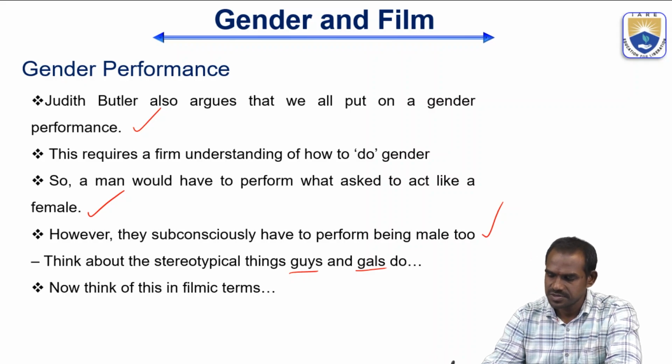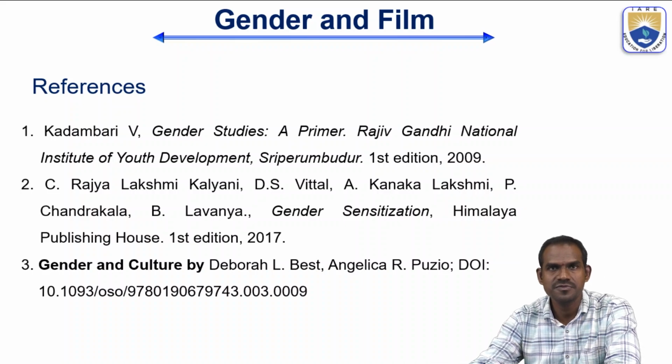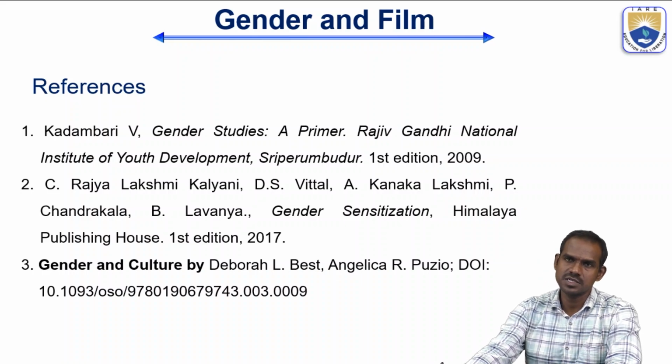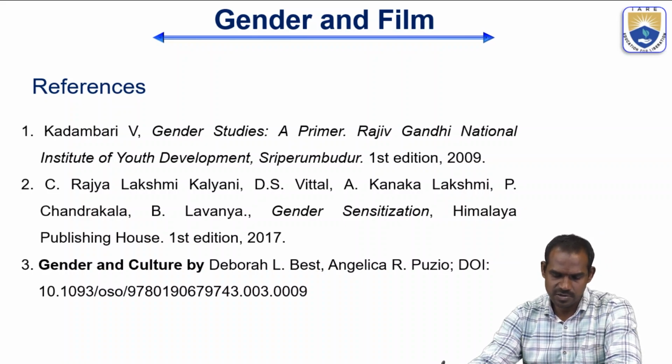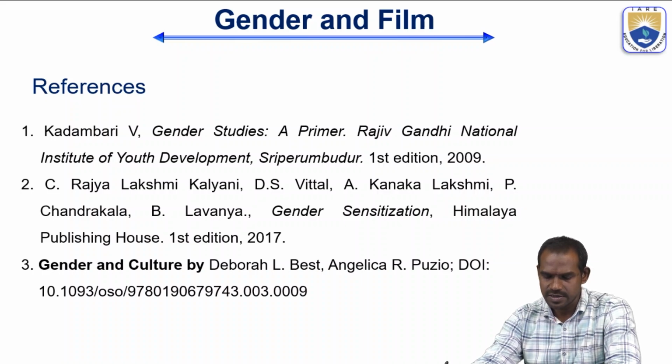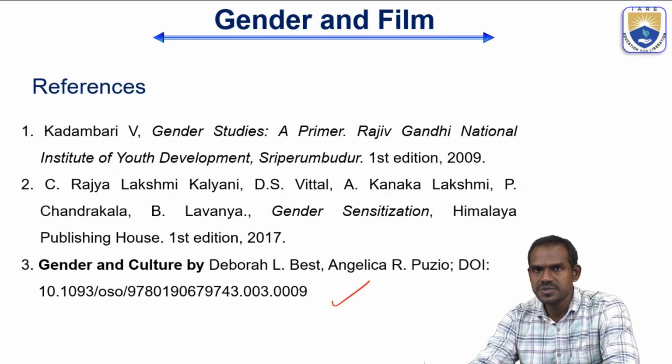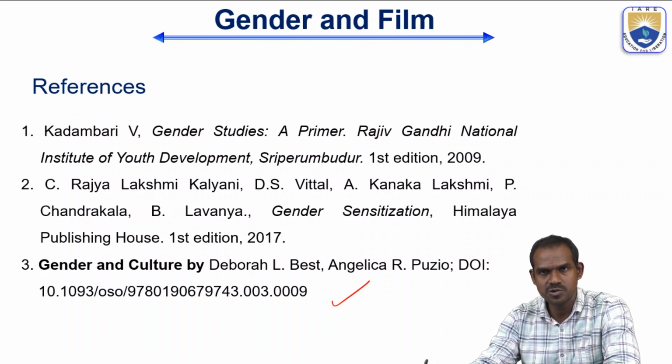Okay, so now the references I followed are Gender Studies by Kadambari and Gender Sensitization by Rajalakshmi Kalyani. And I have followed one book, Gender and Culture by Deborah L. Best and Angelica R. Puzi. And DOI is given here. DOI means Digital Object Identifier. So if you open that DOI, you will get that article directly or book directly.